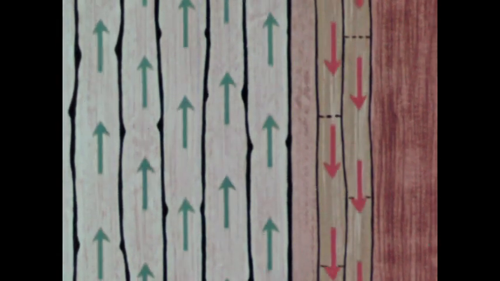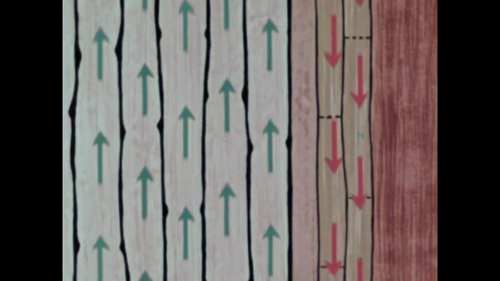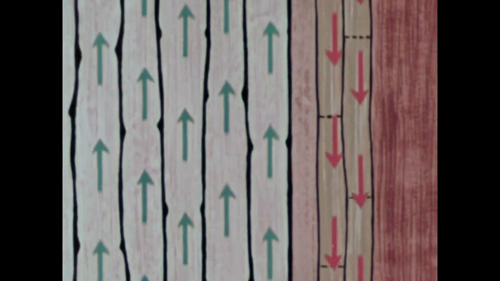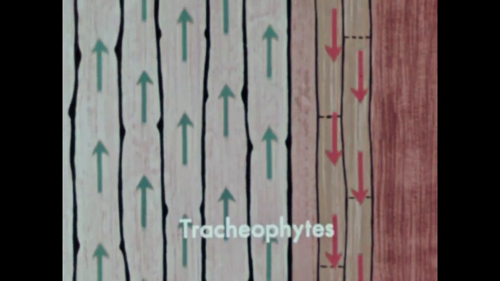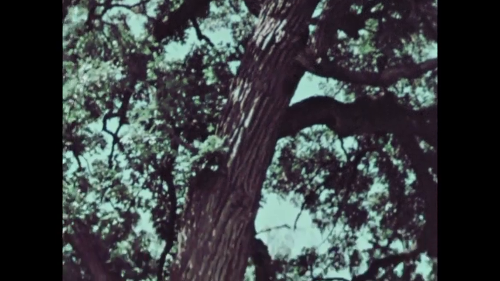A conducting system that permits fluids containing raw materials and manufactured food to flow throughout the plant. These thick-walled conducting cells form what is called the vascular system. All plants with such a vascular system are called tracheophytes, although a vascular system like this is found only in advanced plants, such as the angiosperms.